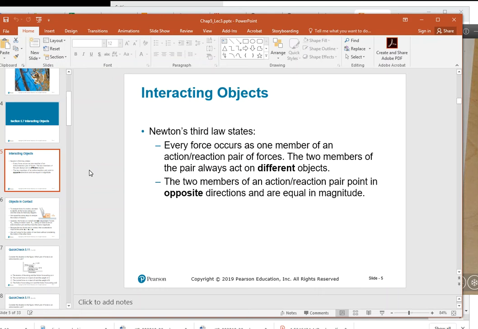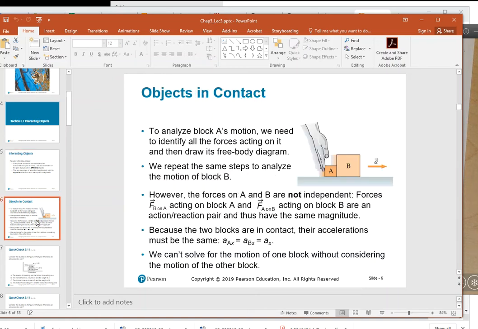And Newton's third law is talking about action-reaction pairs of forces. So in other words, you can think of it as if A pushes B, then B pushes A, right? So there's two members of this action-reaction pair, and they point in opposite directions, and they're equal in magnitude. And we'll find that just being opposite in direction and equal in magnitude doesn't necessarily mean that they're an action-reaction pair, and we'll get to this in just a second.